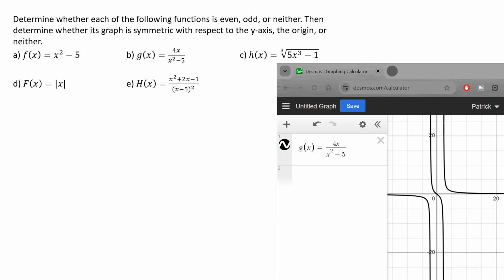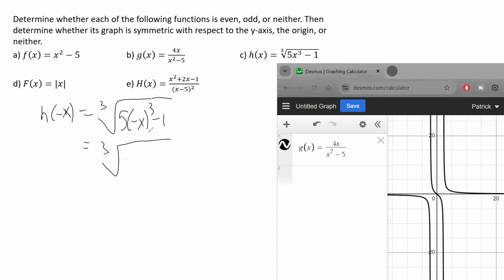Okay. Part C, the domain of this function is all real numbers. So of course, for every number x in its domain, the opposite of x is also in its domain. So then we can evaluate h of negative x. That would be the cube root of 5 times negative x cubed minus 1, which is the cube root of negative 5x cubed minus 1, which is the cube root of the opposite. You can factor that negative out inside.